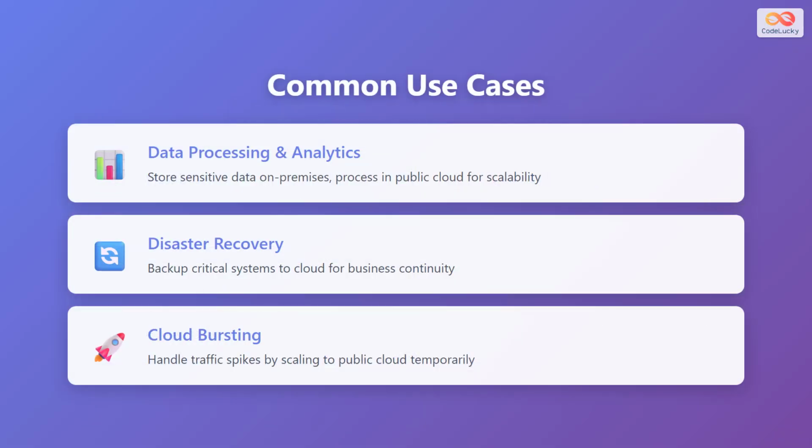Let's explore three common use cases for hybrid cloud. First, data processing and analytics, where you store sensitive data on premises for security, but process it in the public cloud to take advantage of massive computational power and scalability. Second, disaster recovery, where you back up critical systems to the cloud, ensuring business continuity even if your primary data center fails. And third, cloud bursting, where your applications run on private infrastructure normally, but automatically scale to the public cloud during traffic spikes or peak demand periods. These use cases demonstrate the practical value of hybrid cloud architecture.